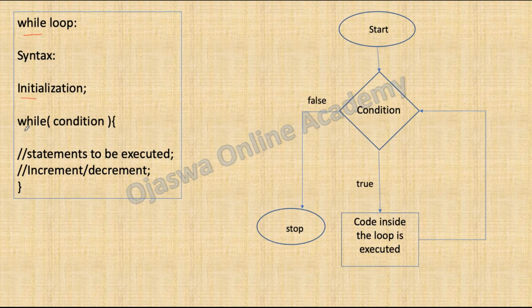You define a while loop using the while keyword, and inside the parentheses you need to define the condition. Curly brackets define the scope of the loop. Inside the scope of the loop, write the statements to be executed. You need to update the variable that is used to iterate the loop using an increment or decrement operator, depending upon the logic. Let us do the same program using a while loop.